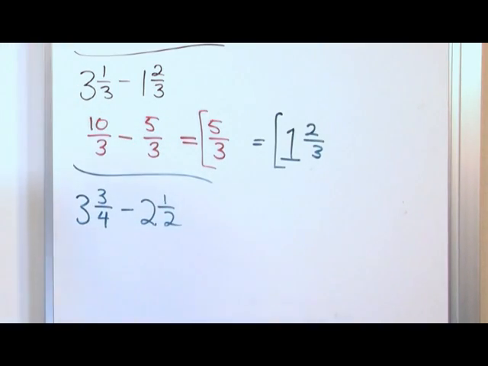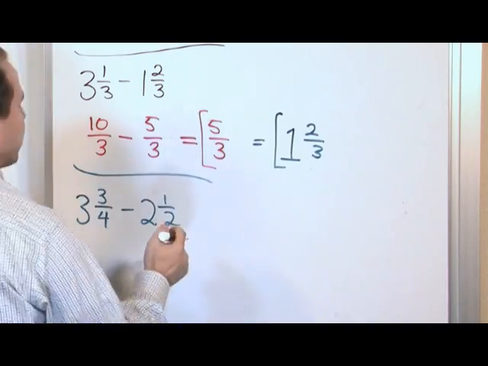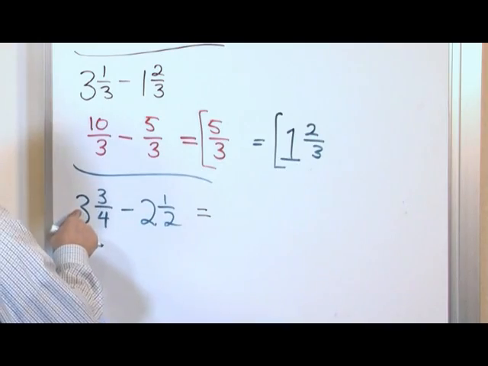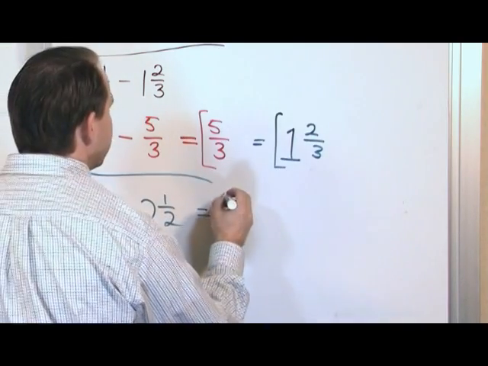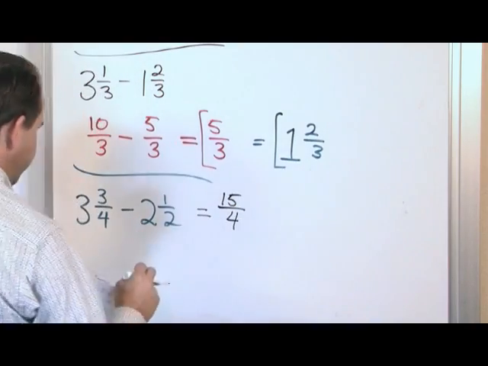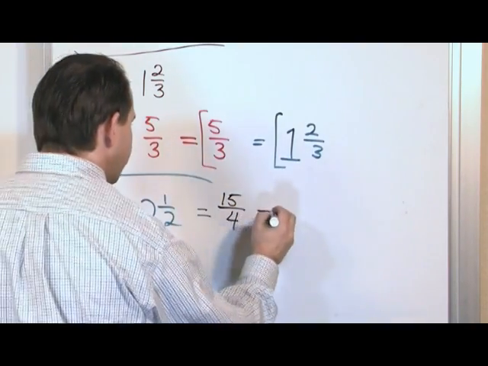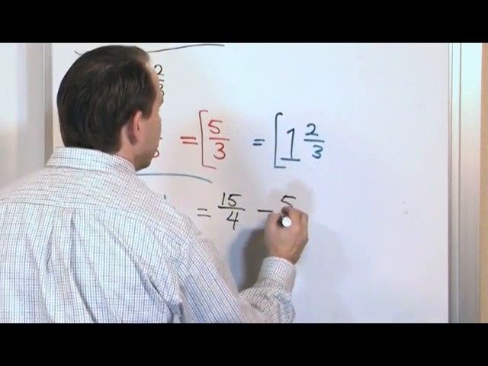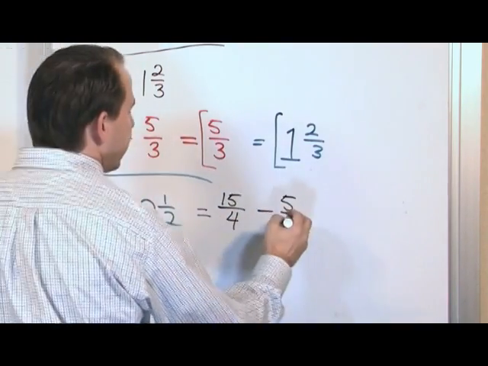So again, we're going to do the subtraction, but let's first convert these to improper fractions. So what we'll have is 3 times 4 is 12, plus 3 is 15. Always write it over the original denominator of 4. So 15/4 minus 2 times 2 is 4, plus 1 is 5. Always write it over the original denominator of 2.